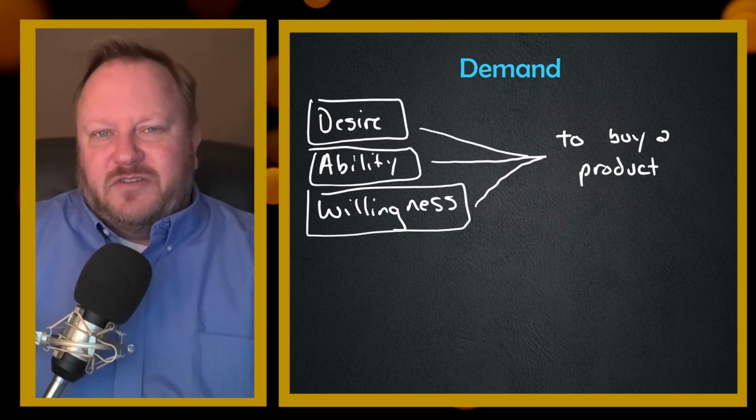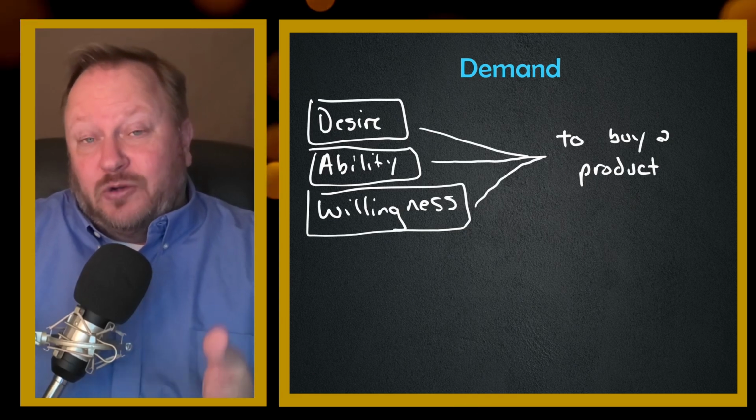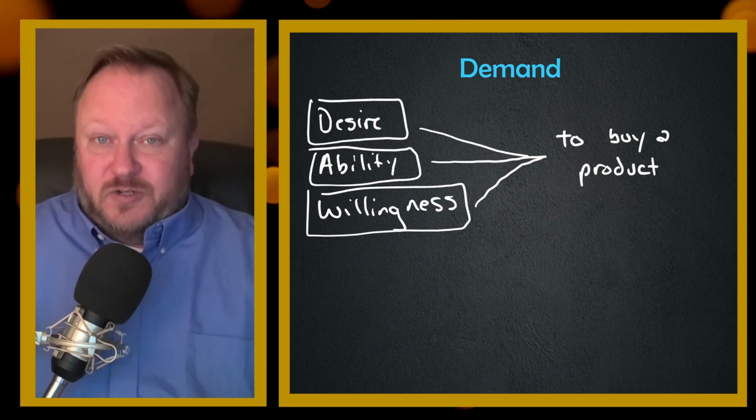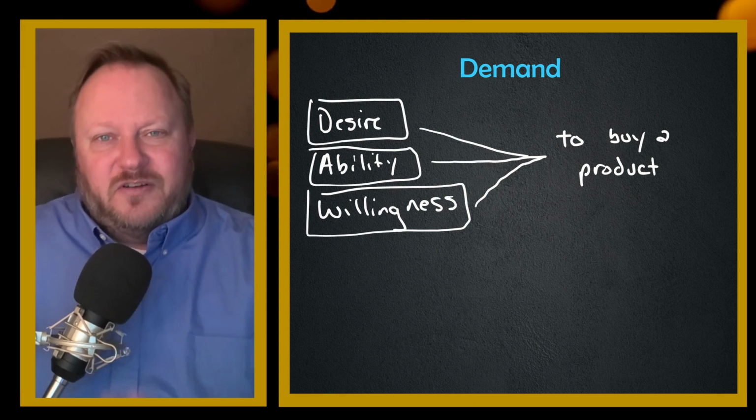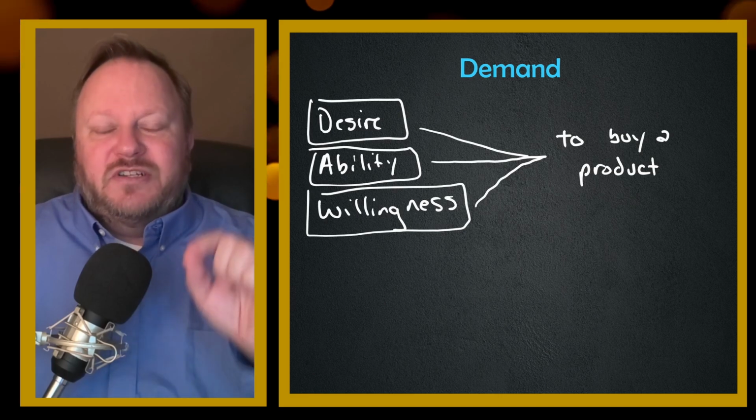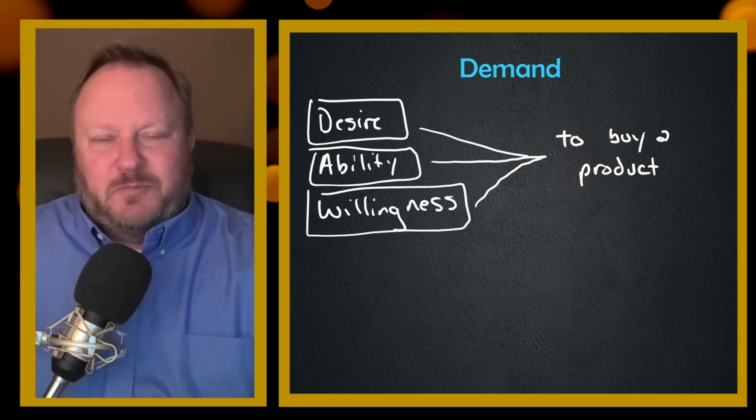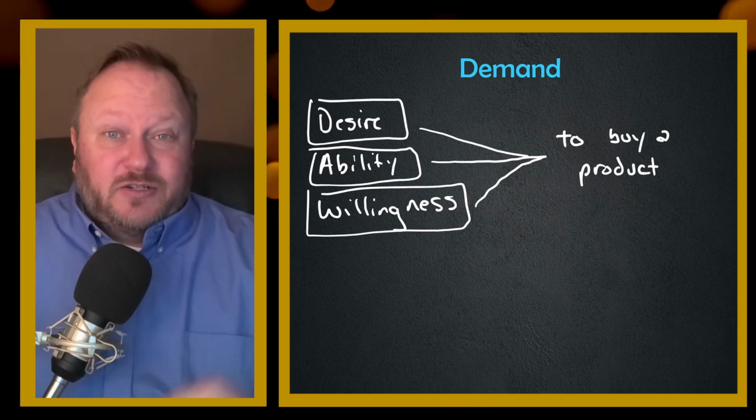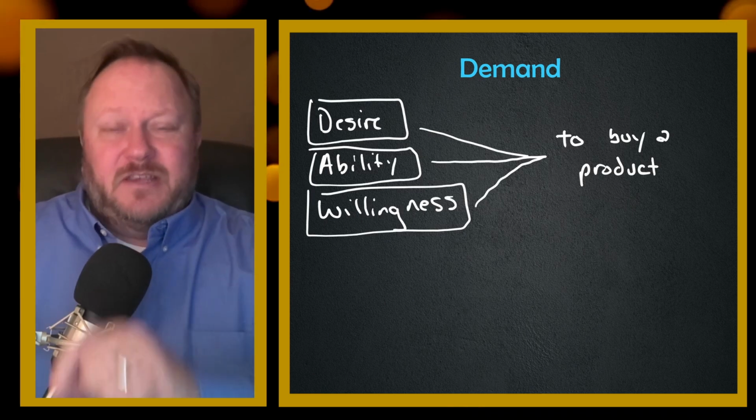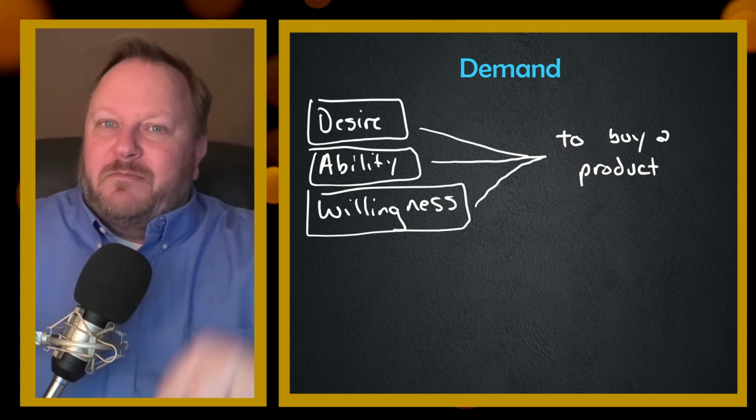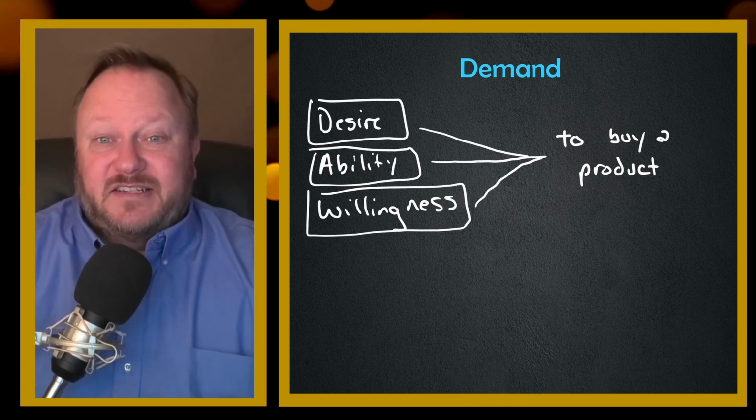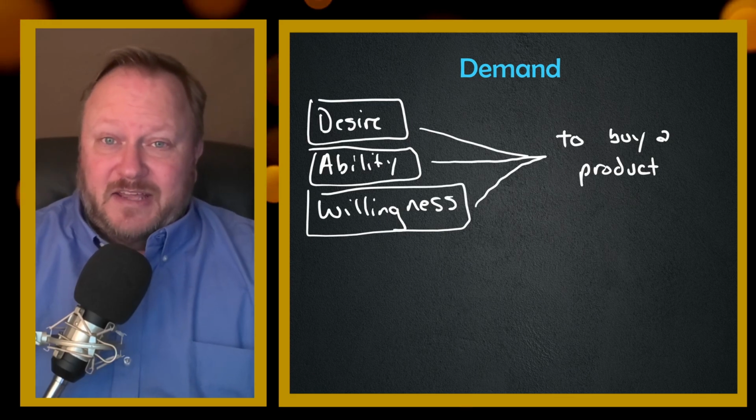So in order to have demand, I need to have desire. I need to want to purchase this product, but I also need to be able to purchase this product. Well, there's actually a third thing that's involved in it too, which is a willingness to spend my ability on purchasing this product that I desire. So I could desire something, have the ability to purchase it, but still not be willing to actually follow through. And so all three things are necessary in order to create demand.